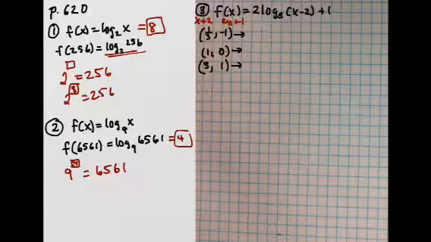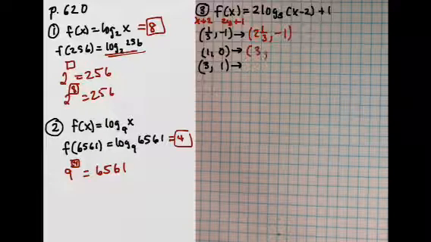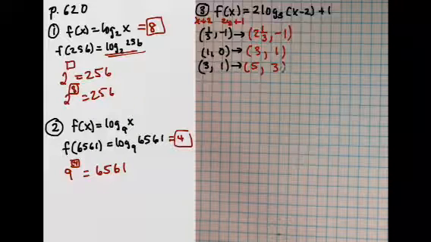So now I'm going to transform the points. I get 2 plus 1/3 is 2 and 1/3. 2 times negative 1 is negative 2, plus 1 is negative 1. 1 plus 2 is 3. 2 times 0 is 0, plus 1 is 1, and 3 plus 2 is 5. 2 times 1 is 2, plus 1 is 3. So these 3 points on the right are the ones we're going to plot.